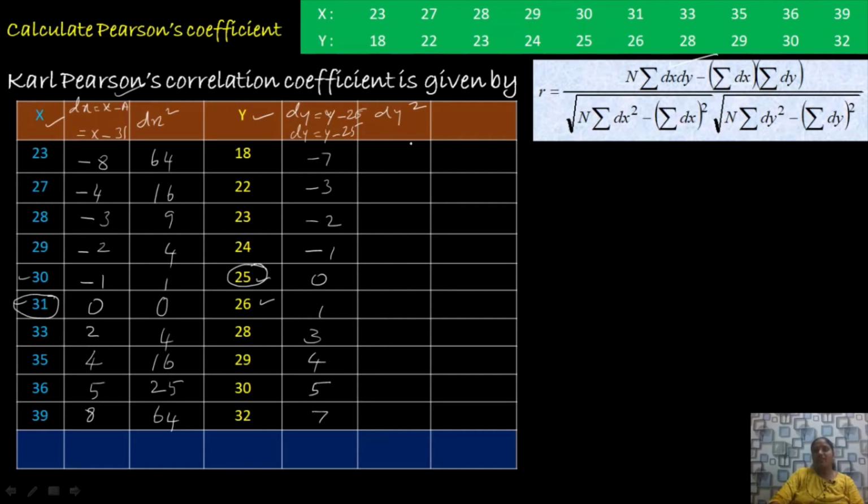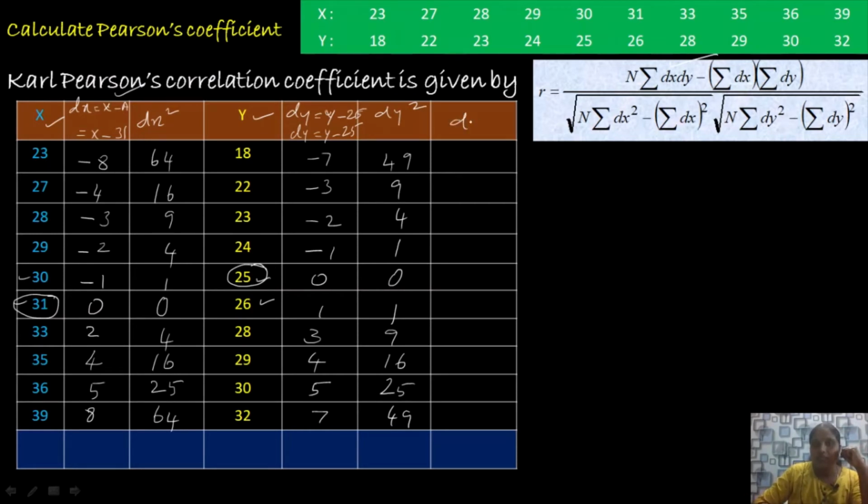Let me calculate the squares of these values: minus 7 square is 49, minus 3 square is 9, minus 2 square is 4, minus 1 square is 1, 0 square is 0, 1 square is 1, 3 square is 9, 4 square is 16, 5 square is 25 and 7 square is 49. And one more value we need, that is sigma dx dy.